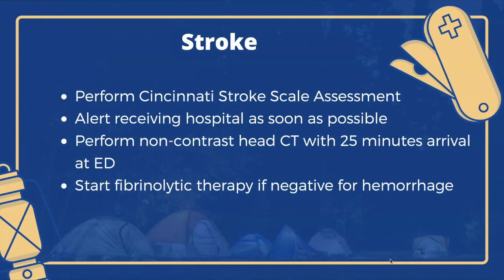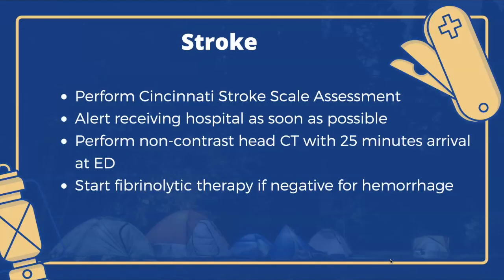You want to do the arm drift test. The patient closes their eyes and they extend both arms straight out with the palms up for 10 seconds. A normal finding is that both arms move the same or both arms do not move at all. Abnormal is that one arm does not move or one arm drifts downward compared with the other.